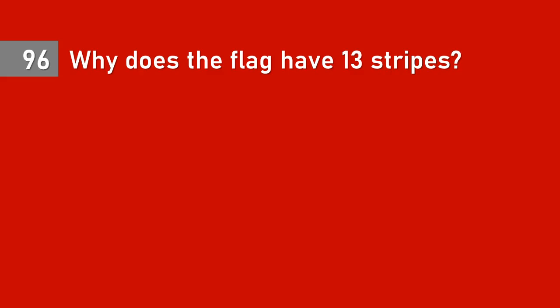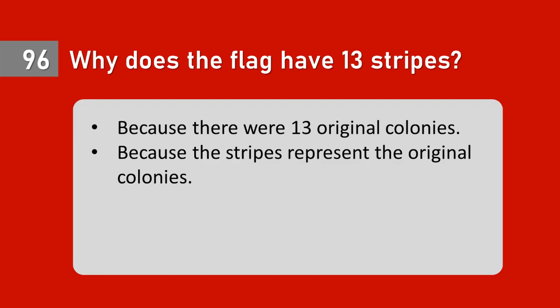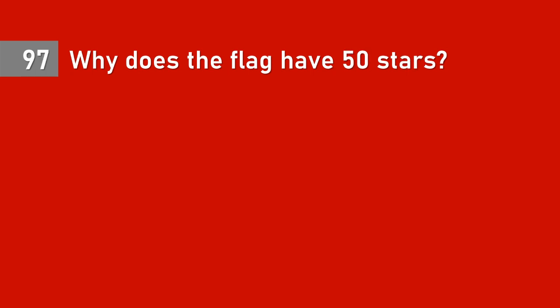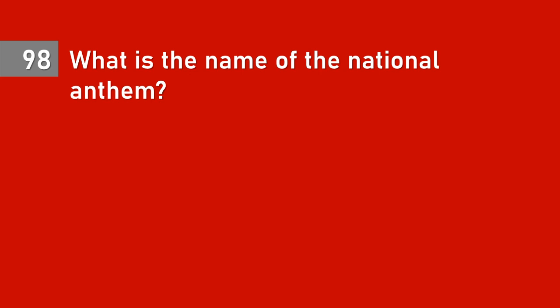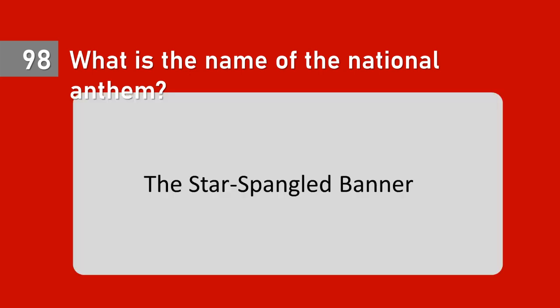Section B, Symbols. Question 96. Why does the flag have 13 stripes? Because there were 13 original colonies. Because the stripes represent the original colonies. Question 97. Why does the flag have 50 stars? Because there is one star for each state. Because each star represents a state. Because there are 50 states. Question 98. What is the name of the national anthem? The Star-Spangled Banner.